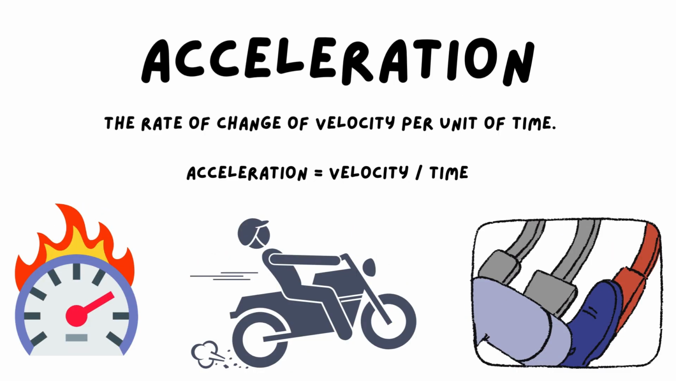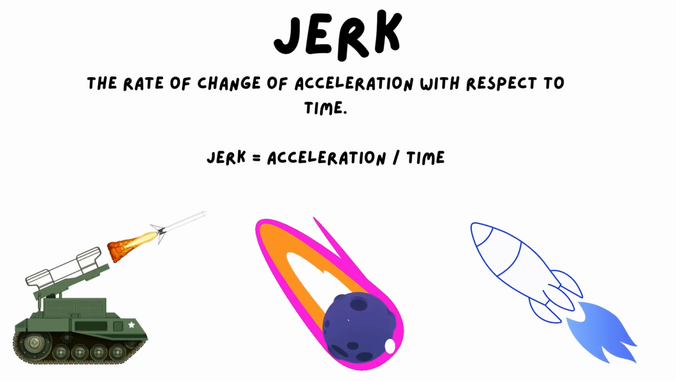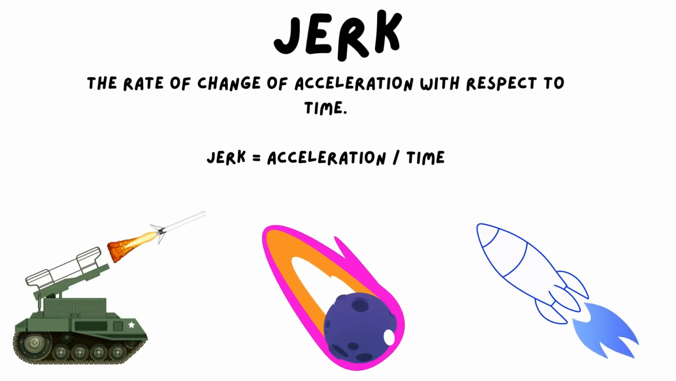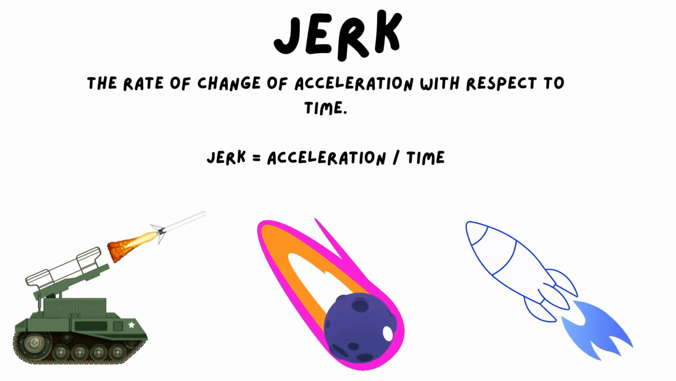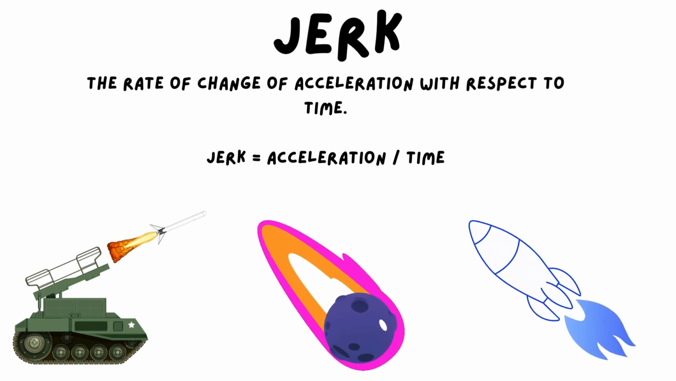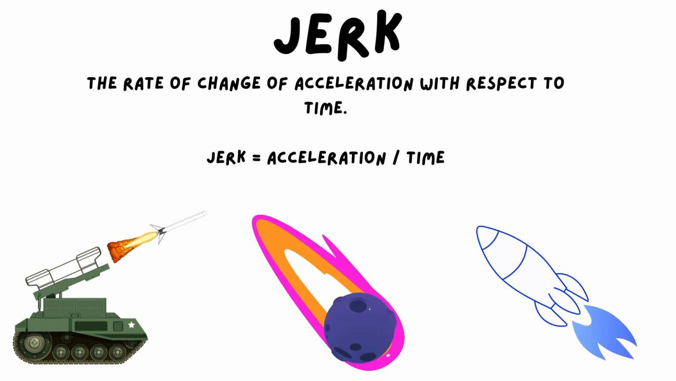Acceleration: the rate of change of velocity per unit of time. Acceleration equals velocity divided by time. Jerk: the rate of change of acceleration with respect to time. Jerk equals acceleration divided by time.